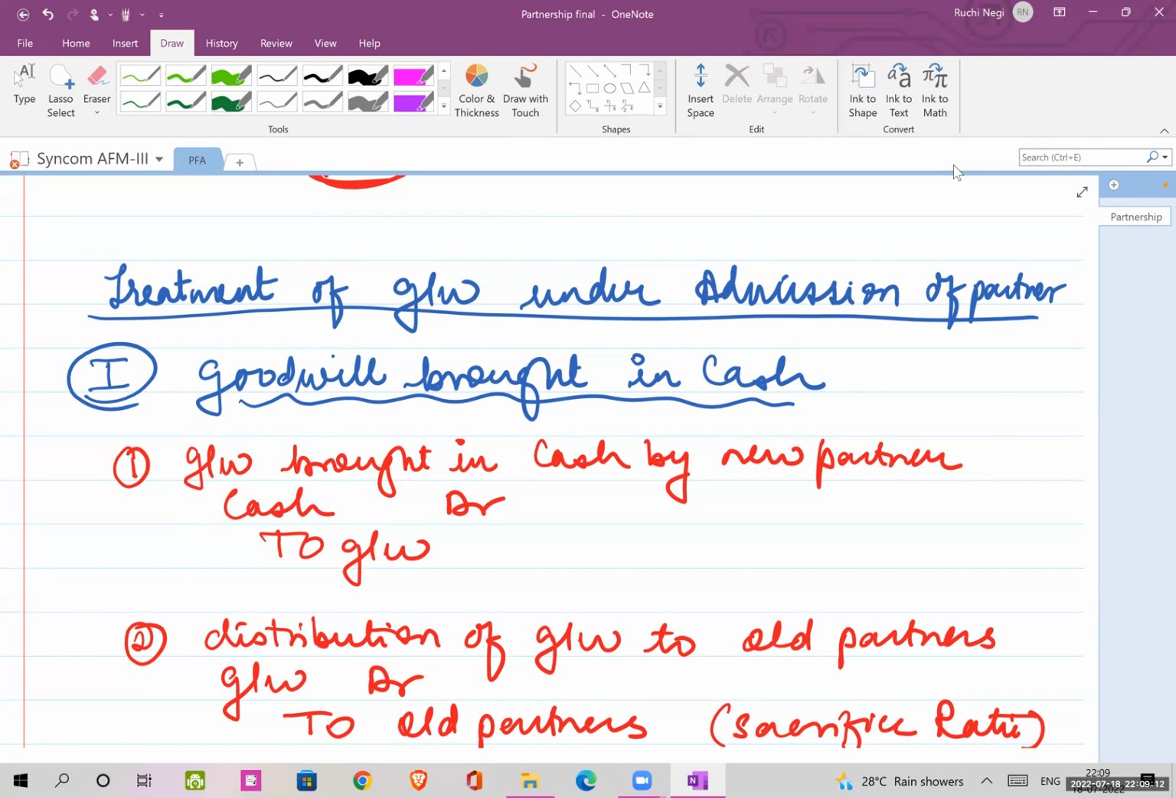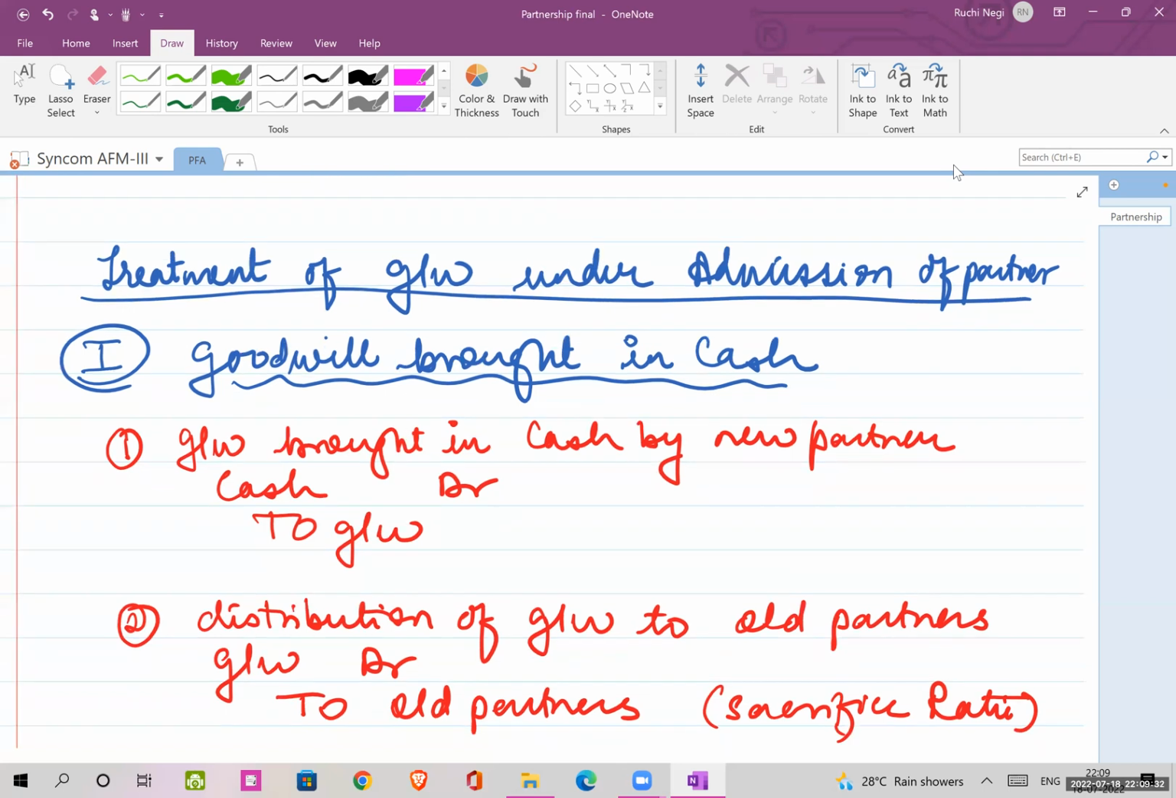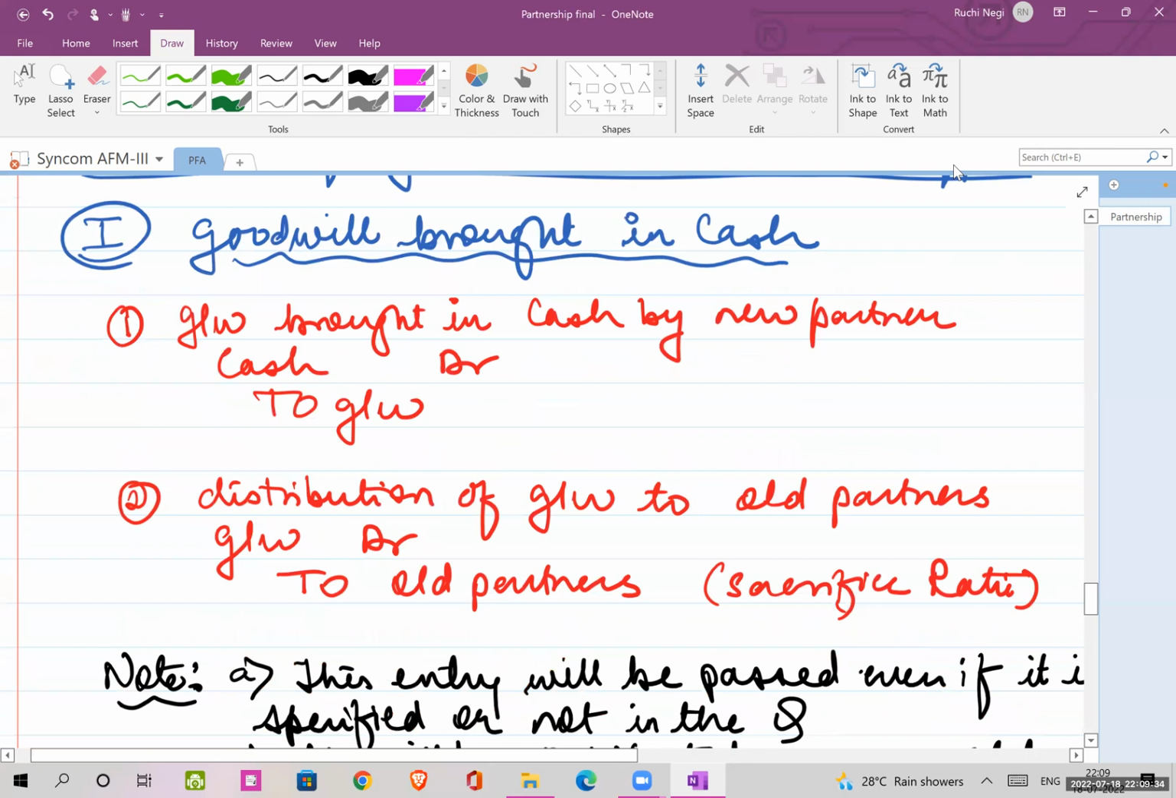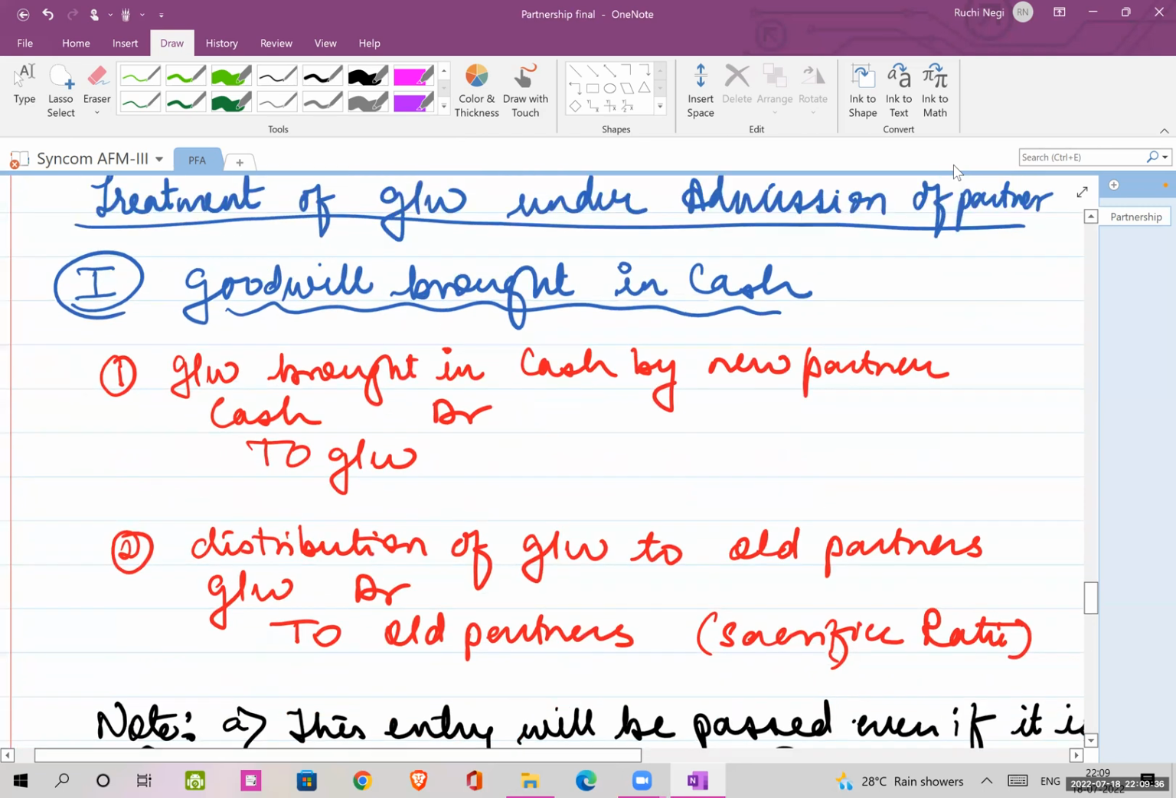Okay, so what does it mean that when there is an entry of a new partner in partnership final accounts, the adjustments with respect to capital, reserves, and goodwill are made in the books on the date of the admission of the partner. Okay, so let's see how you treat goodwill under admission of a partner.